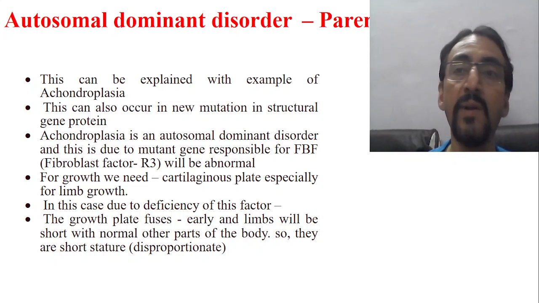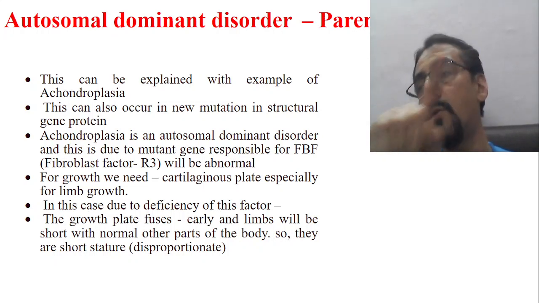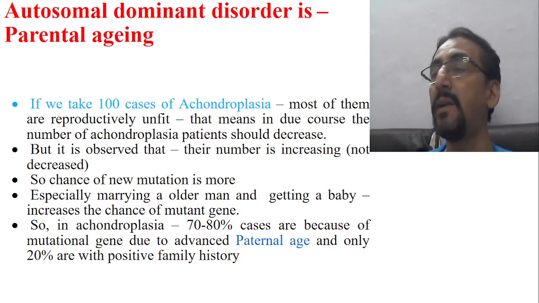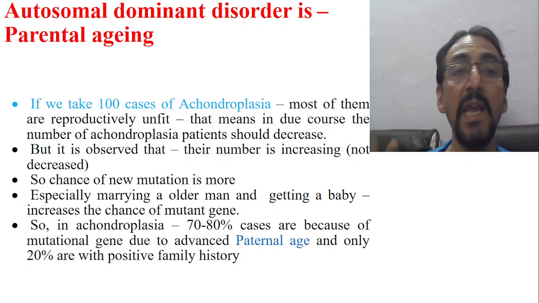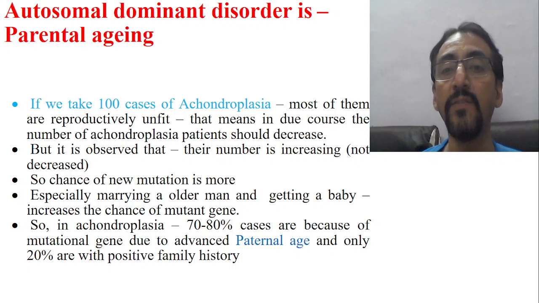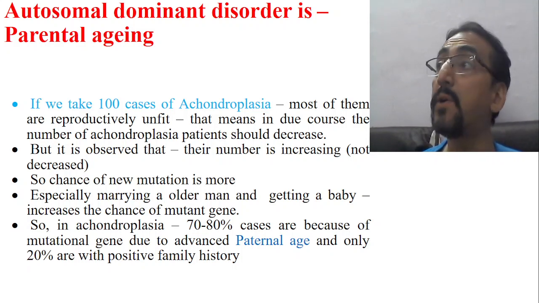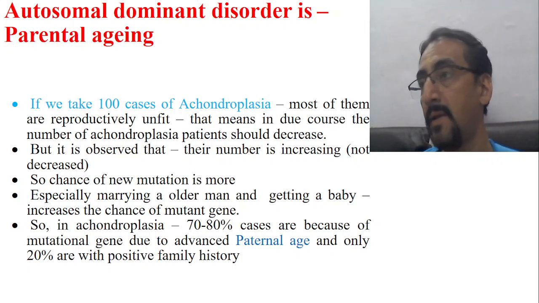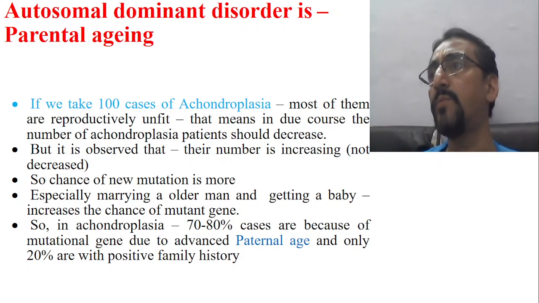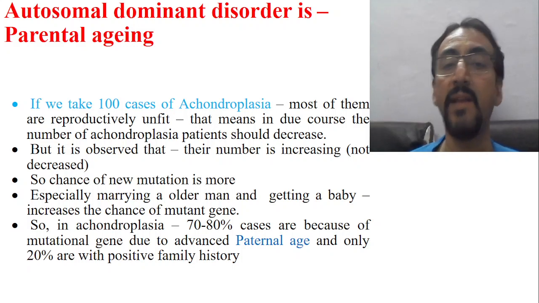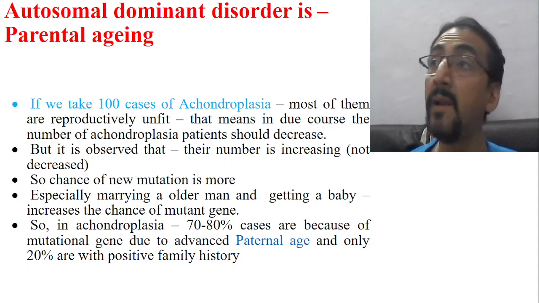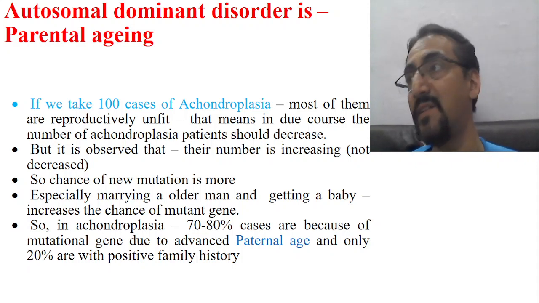Now this is one of the examples I am giving for parental aging and autosomal dominant disorder. Now what happens in case of achondroplasia? If we take 100 cases of achondroplasia, most of them are reproductively unfit. They are not able to produce offspring. That means what should happen in due course of time? The number of achondroplasia patients should decrease, isn't it?